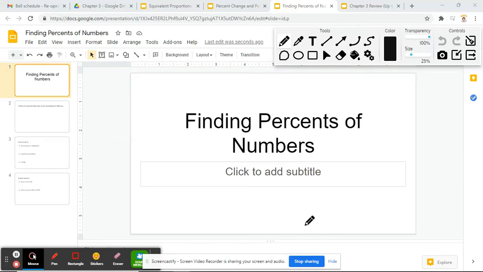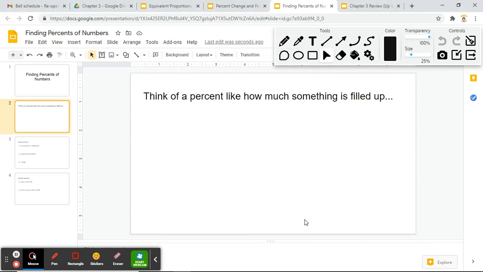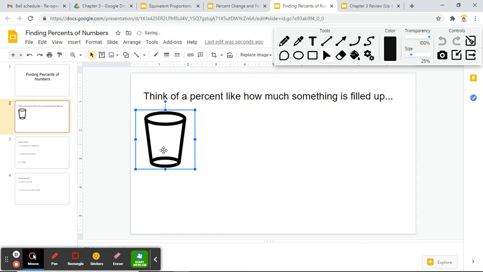Hello class, today we're going to do a quick little review going over finding percents of numbers. This is part of your chapter 3 review, so this is a little video just to help you out. When we're finding percents of numbers, we need to think about it like how much something is filled up. So let's think about it, for example, if we had a glass.